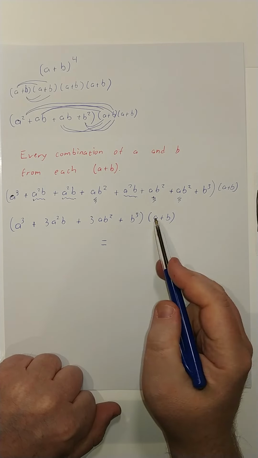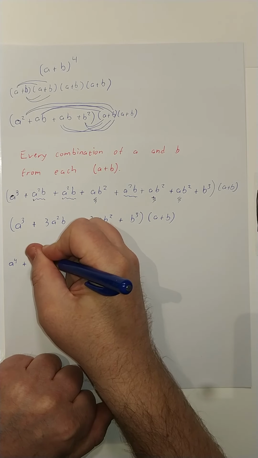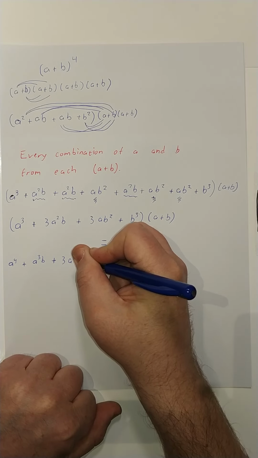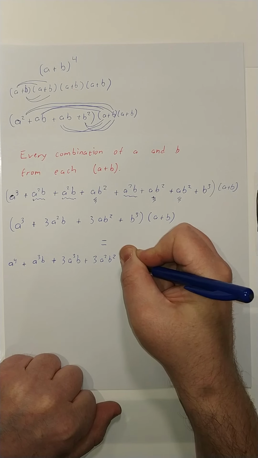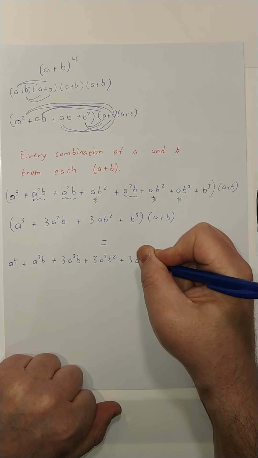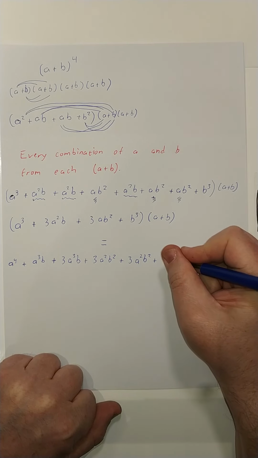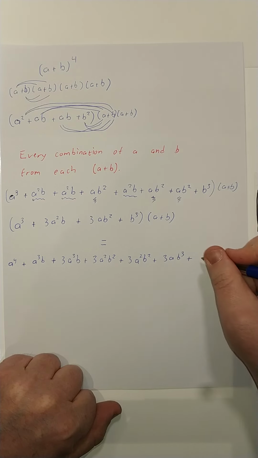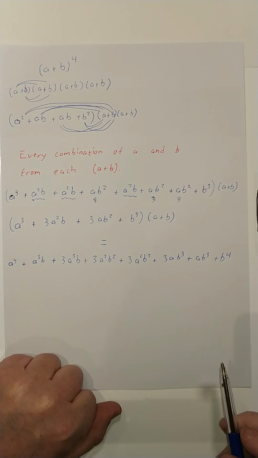So we'll get a cubed times a, that's a to the power of 4, a cubed times b, a cubed b, plus 3a cubed b, plus 3a squared b squared, plus 3a squared b squared, plus 3ab cubed, plus ab cubed, plus b to the power of 4.